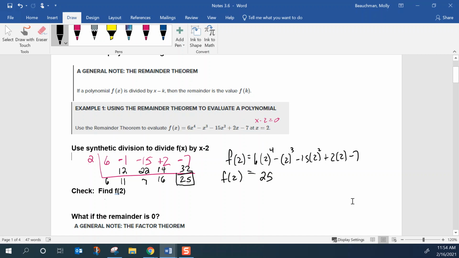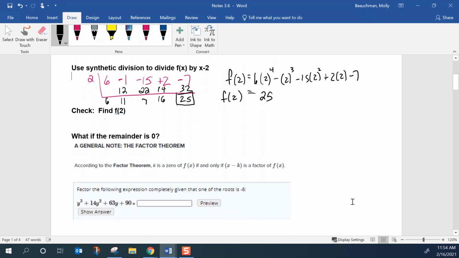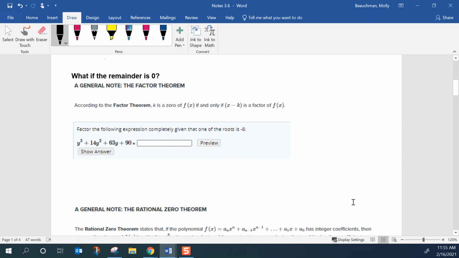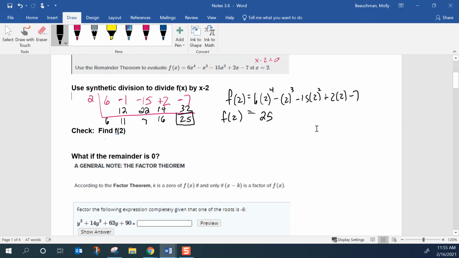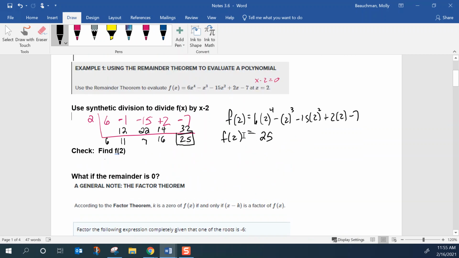So what if the remainder is 0? According to the factor theorem, k is a 0 of f of x if and only if x minus k is a factor. That means if you were to put f of 2 in here and it equaled 0, that means it would be a 0. It would cross the x-axis at 2. In this case, you didn't get 0, so it doesn't cross the x-axis at 2. f of 2 gives you the y-coordinate.